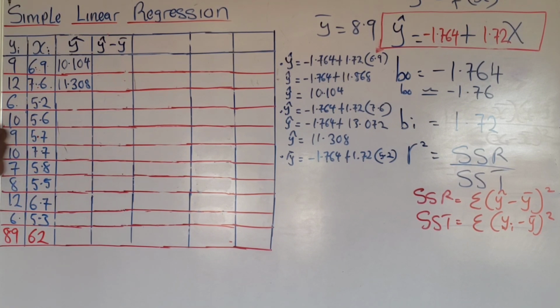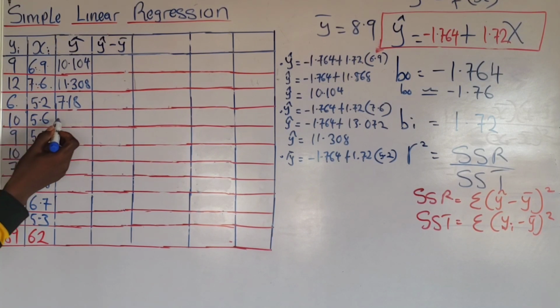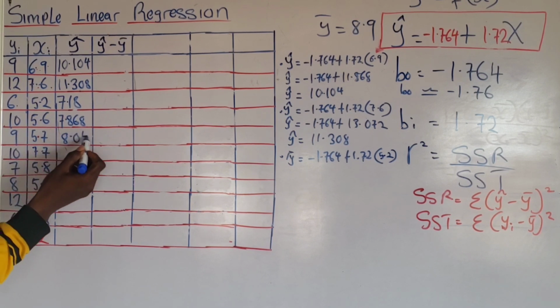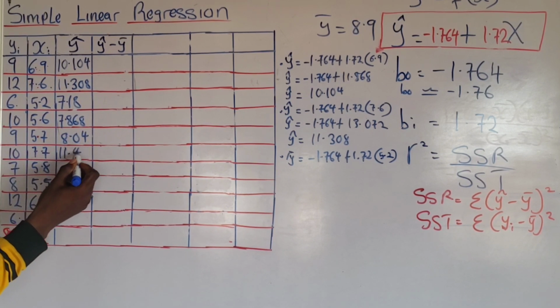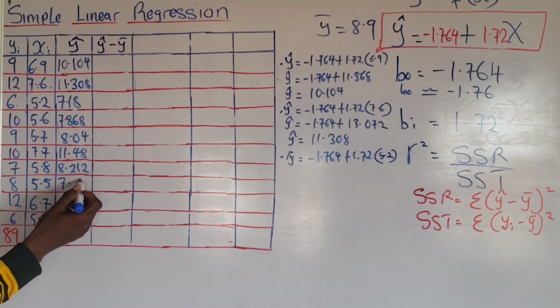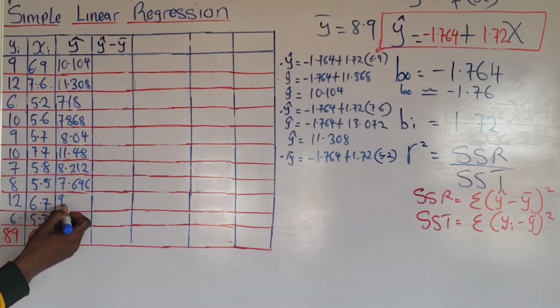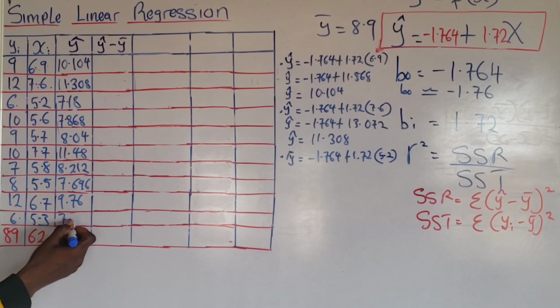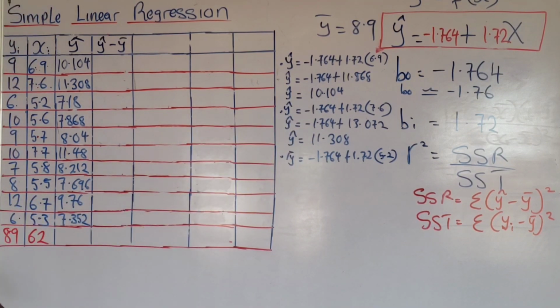That will be 7.18. Okay. For the next one, you're going to have 7.868. 8.04. Then 11.48. Then 8.212. Then 7.696. Here 9.76, 7.352. You understand? Okay, so those are the predicted values of y. If you approach it with respect to what I taught you, you are going to get all these values, and if you get all these values, that means that you are correct.